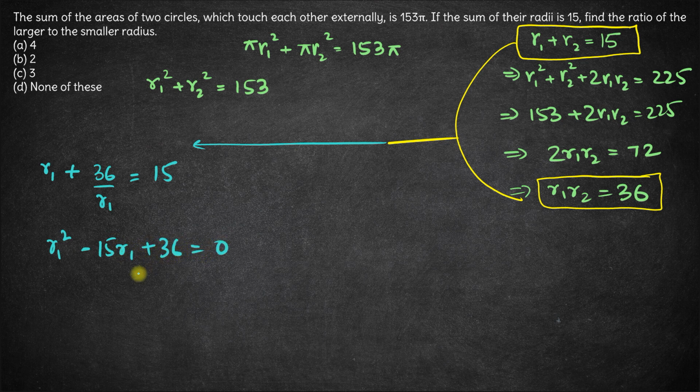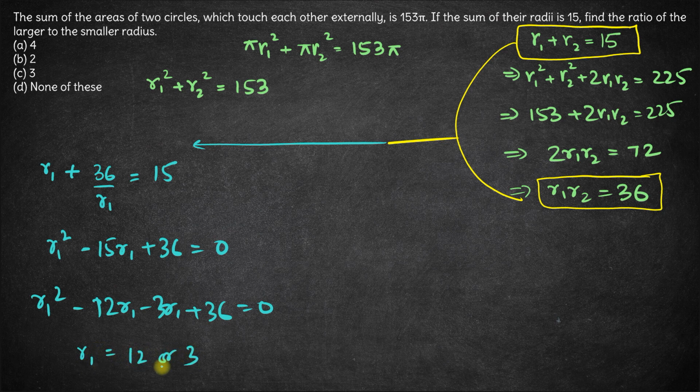So now effectively we have to do the same thing. Think of two numbers whose sum is minus 15 and the product is 36. So this will be R1 square minus 12 R1 minus 3 R1 plus 36 is 0. Or you can use the formula method. So from here R1 comes out to be either 12 or 3.